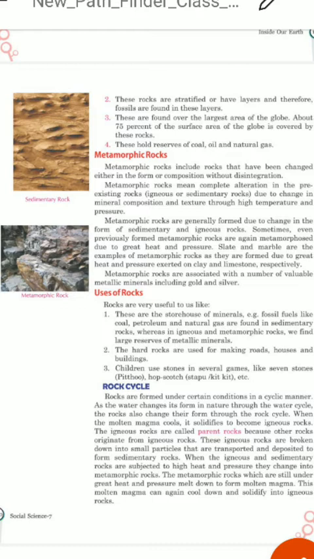Following are the characteristics of sedimentary rocks. Number one, these are formed of sediments derived from older rocks, plants, animals, and their remains. These rocks are stratified or have layers, and therefore fossils are found in these layers. These hold reserves of coal, oil and natural gas.